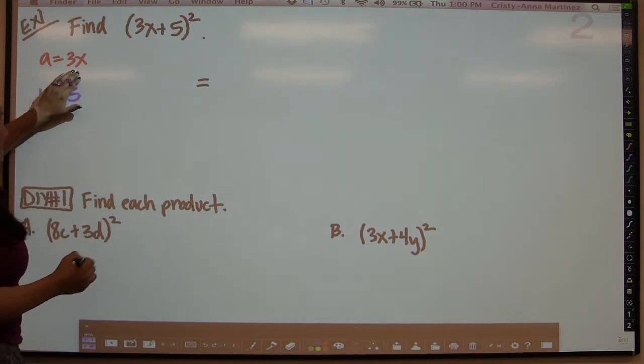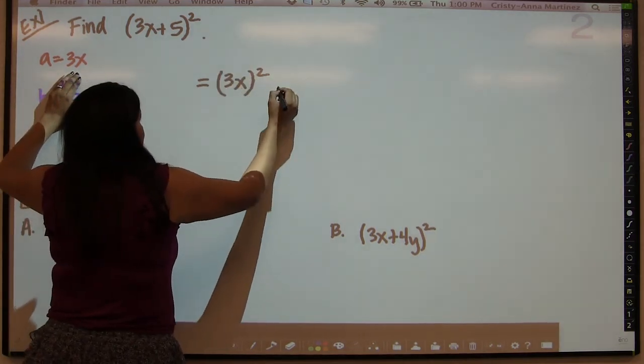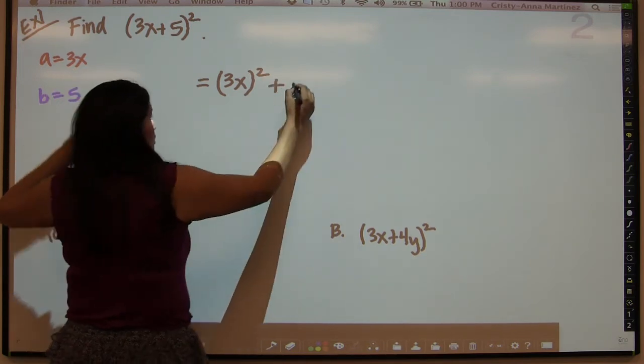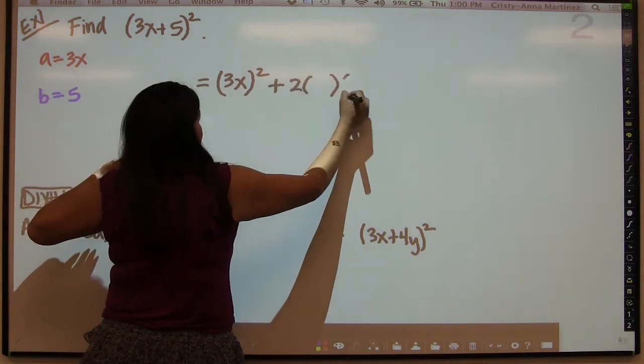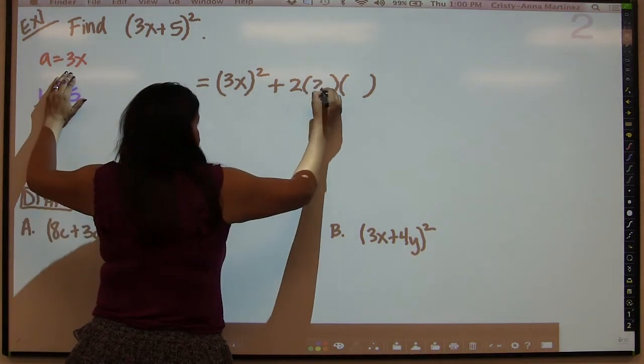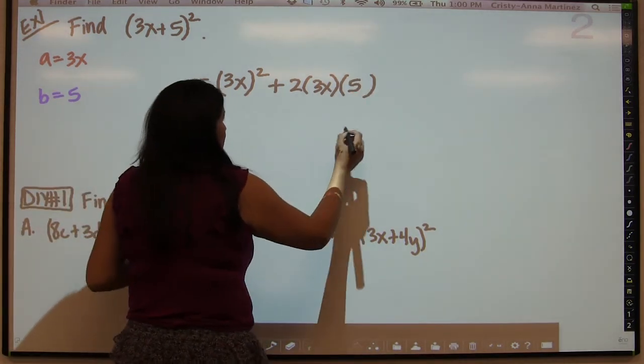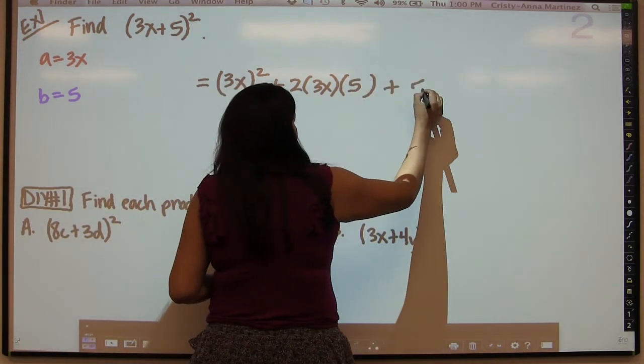so that means you're going to take 3x and square that. Then you're going to have plus 2 times a times b. So a is 3x again, and then b is 5. So there's your 2ab, and then plus b squared.